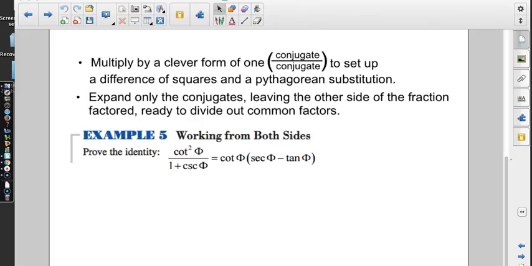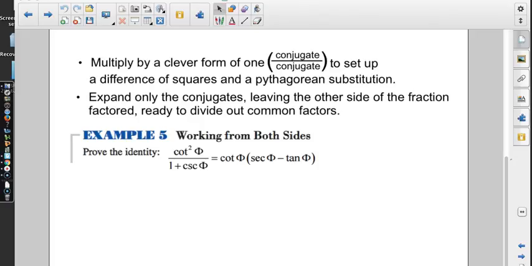So we've got this little trick: multiply by a clever form of one, conjugate over another conjugate, to set up a difference of squares and a Pythagorean substitution. In fact, we had to do that with example 4 yesterday. We used a conjugate to get things the way that we wanted them. And then it says expand only the conjugates, leaving the other side of the fraction factored, ready to divide out common factors.